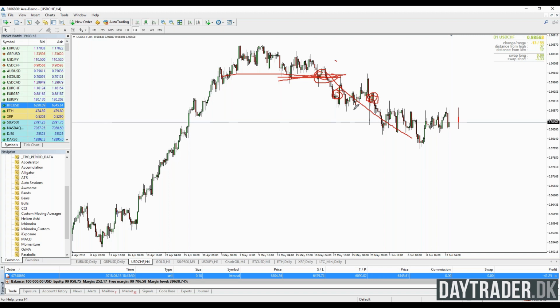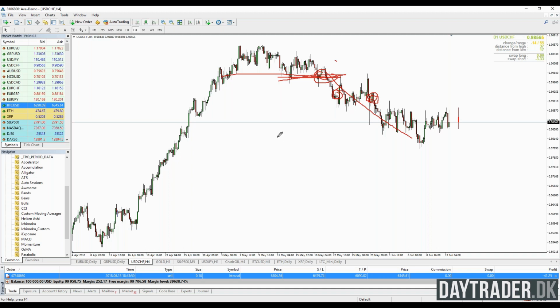Yeah. Do you have any favorite currency? Miguel would like to know if you have any favorite currency pairs. It differs. At the moment, it's the US dollar Swiss franc, because I have a lot of indications here, also fundamental indicators, which support my idea. But sometimes it's the euro dollar.